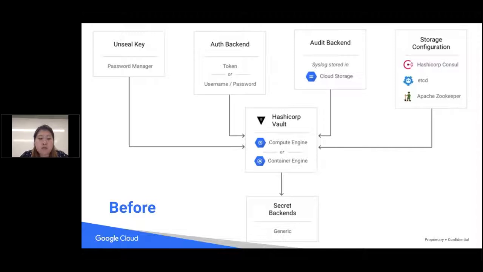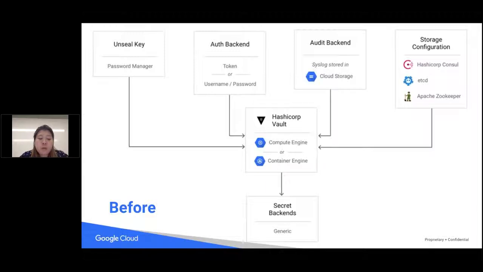So this is typically what we saw when we asked people how they're running Vault on GCP. People usually start their Vault server in GCE or GKE, although the second case is a lot more complicated. When you start a Vault server, you need to unseal the Vault using a set of keys, as Brian mentioned. People tend to use things like password managers or just keep it on a file, which is maybe not the best way to manage these bootstrapping keys.